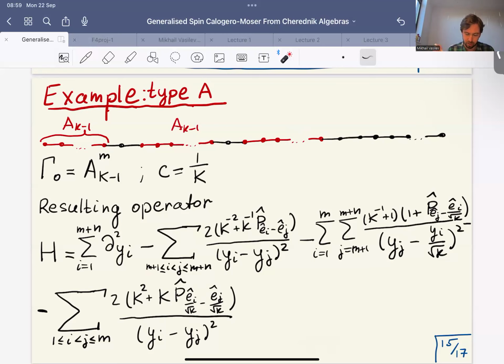We have two types of particles: n particles here and m particles here, and between them there is a deformation parameter which deforms the A-type root system. And these are the spin operators, which in the case of reflection representations really become reflections with respect to these projected roots.